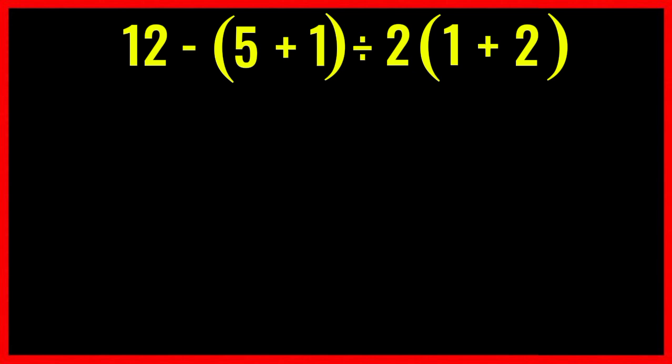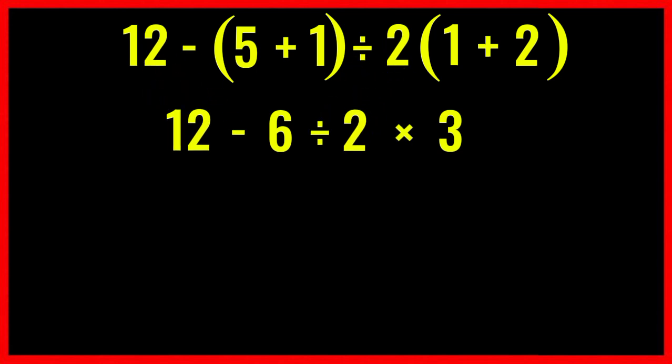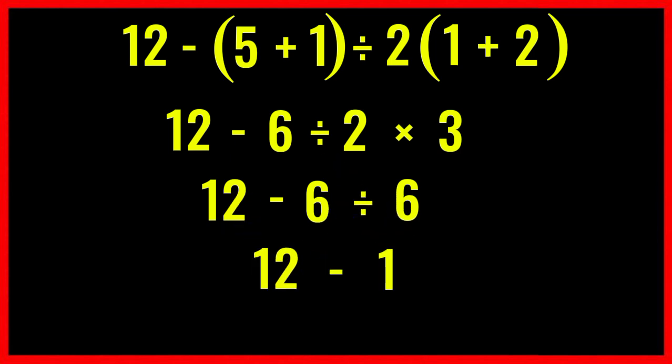The first thing they do is solve the brackets. 5 plus 1 equals 6. 1 plus 2 equals 3. Now the expression becomes 12 minus 6 divided by 2 times 3. Here's where many people make their first mistake. They believe multiplication must always come before division. So they multiply first. 2 times 3 equals 6. Now the expression becomes 12 minus 6 divided by 6. Next, 6 divided by 6 equals 1. Finally, 12 minus 1 equals 11. Many people stop right here and proudly say the answer is 11. But unfortunately, 11 is wrong.